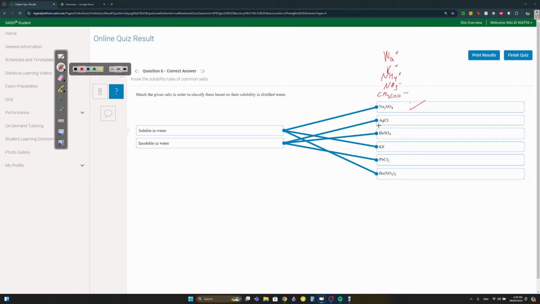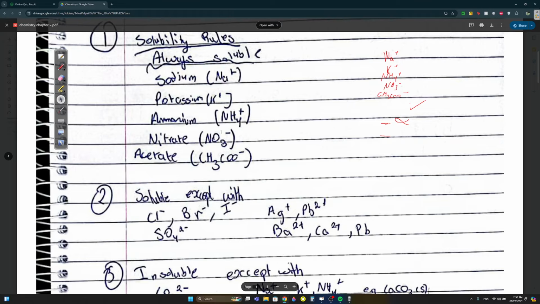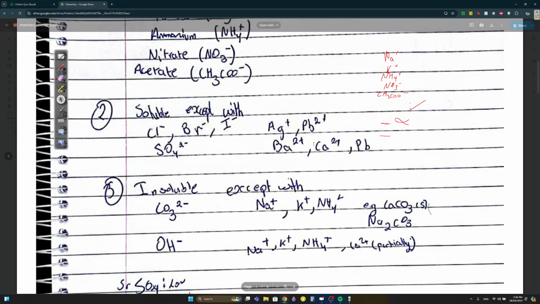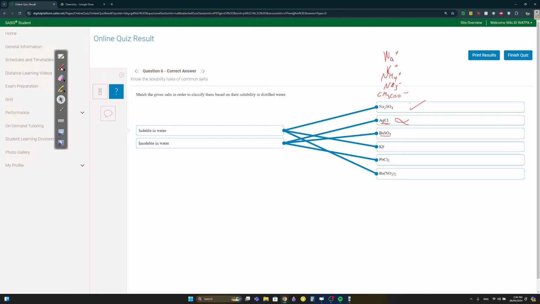Okay, we're done. AgCl, we know Cl is always soluble. Cl, Br, and I are always soluble except with Ag and except with Pb. Here it has Ag, so obviously it will be insoluble. BaSO4. SO4 is soluble except with barium, calcium, and Pb. Okay, so since it has barium, insoluble.